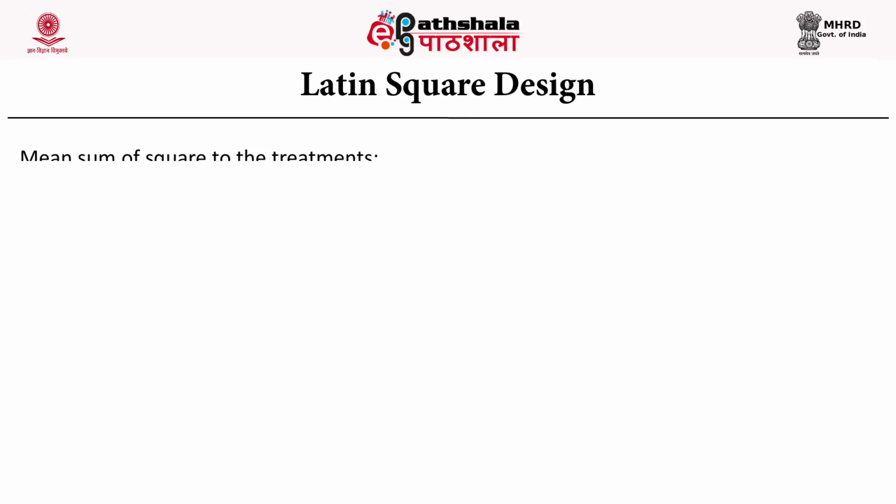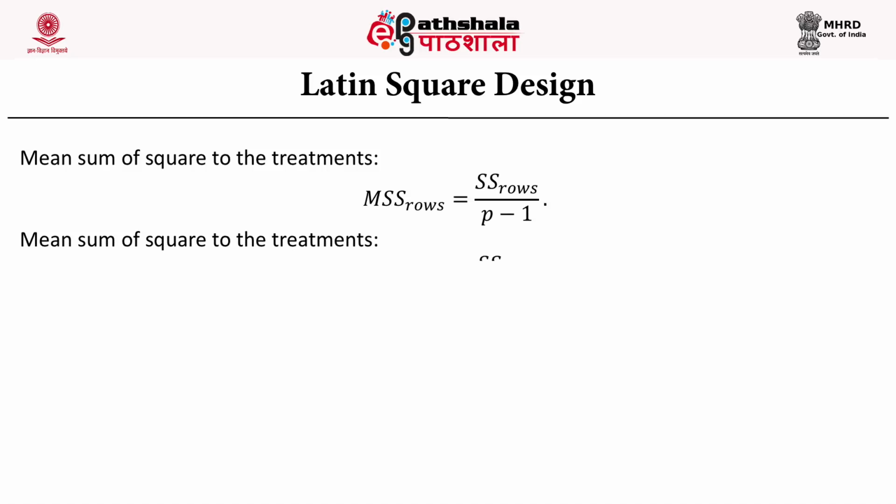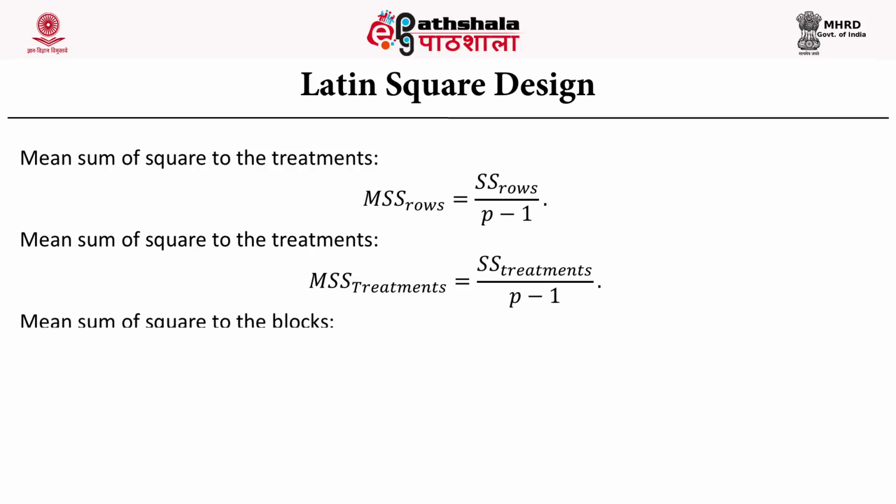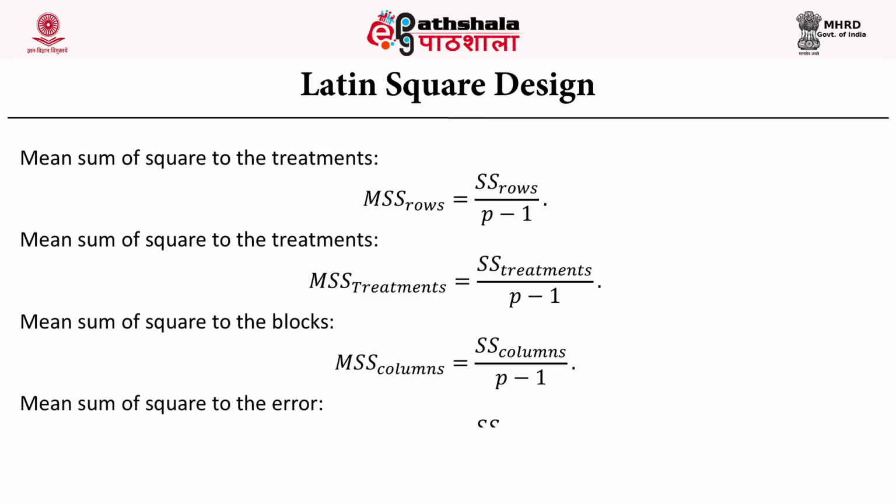So the mean sum of square of row is equal to sum of square of row divided by p minus 1. Mean sum of square of treatment is equal to sum of square of treatment divided by p minus 1. Mean sum of square of column is equal to sum of square of column divided by p minus 1. And mean sum of square of error is sum of square of error divided by p minus 1 into p minus 2.